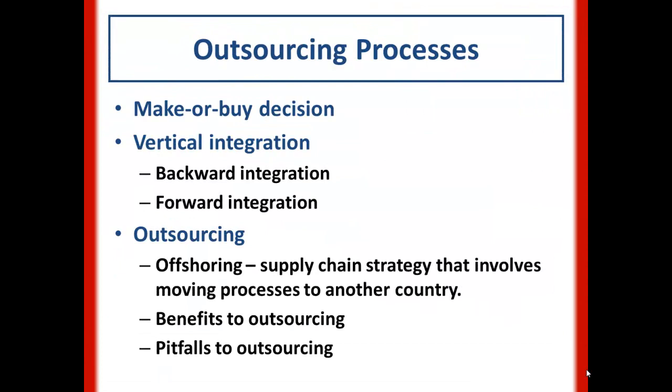There are two ways organizations may experience outsourcing processes. The first we call vertical integration. Vertical integration represents a situation when a firm chooses to produce products themselves. There are two ways an organization may achieve vertical integration. First, backward integration. Second, forward integration.